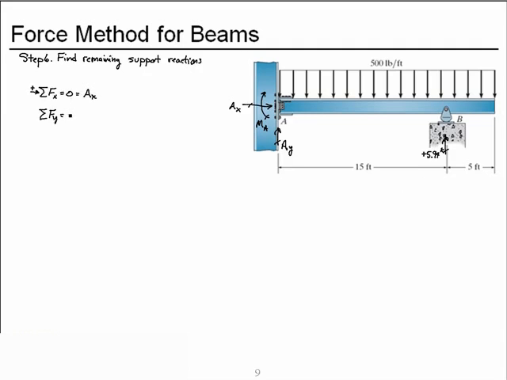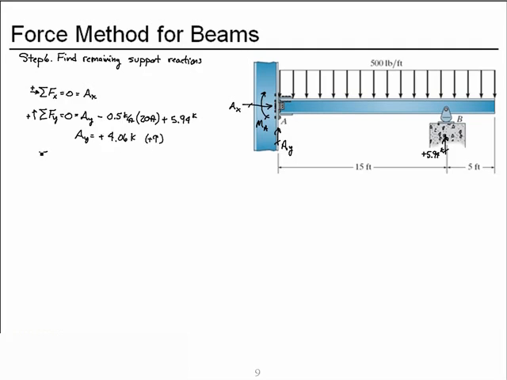Now let's sum forces in the Y. Choose up as positive. We have the unknown AY. We have the downward uniform distributed load acting over 20 feet. And we have the upward reaction at B. Solve for AY, and we get a plus 4.06 kips. So it is up as drawn.